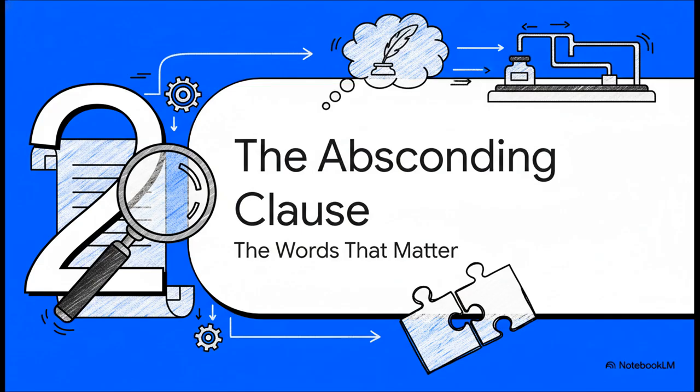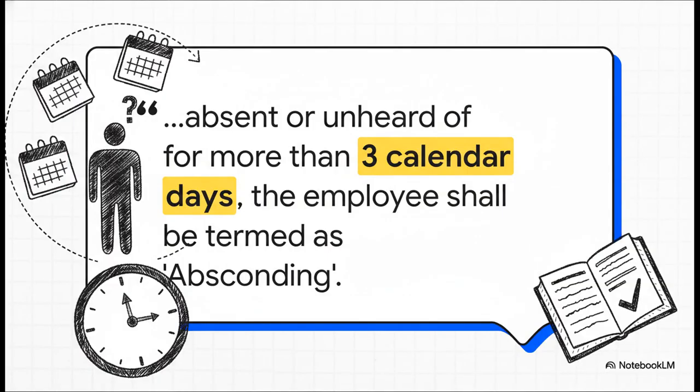Okay, so now let's move from the concept to the contract. We're going to look at the actual language that companies use because in these documents, every single word matters. The precise wording isn't just a suggestion, it's the whole ballgame. All right, take a look at this. This is a pretty standard clause you'd find in an employment contract. If the employee remains absent without seeking permission for more than 3 calendar days, the said employee shall be termed as absconding.